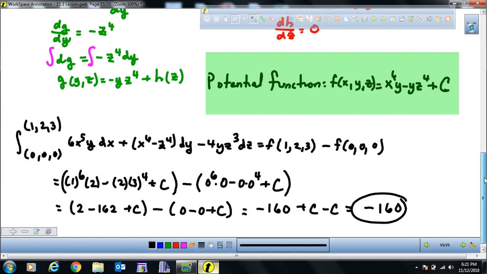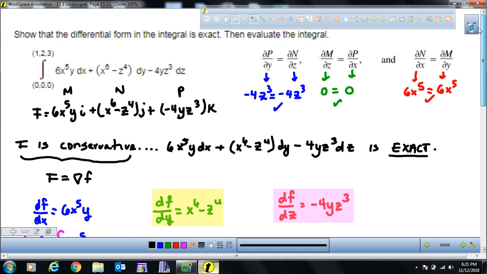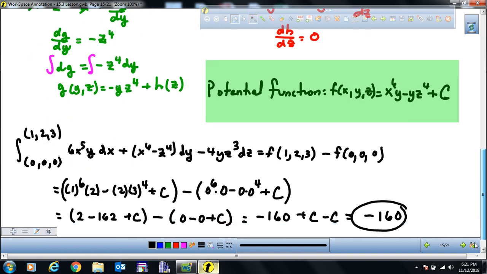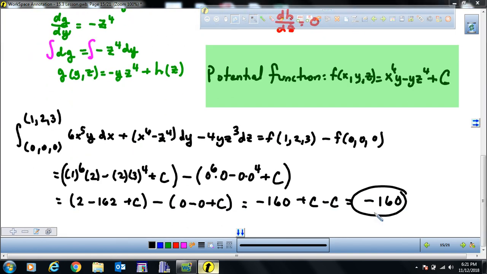So if we were to evaluate this integral directly, the way it is with respect to x, with respect to y, with respect to z, evaluated from f of A to f of B, then it will give us exactly the same result as evaluating it directly with the potential function.